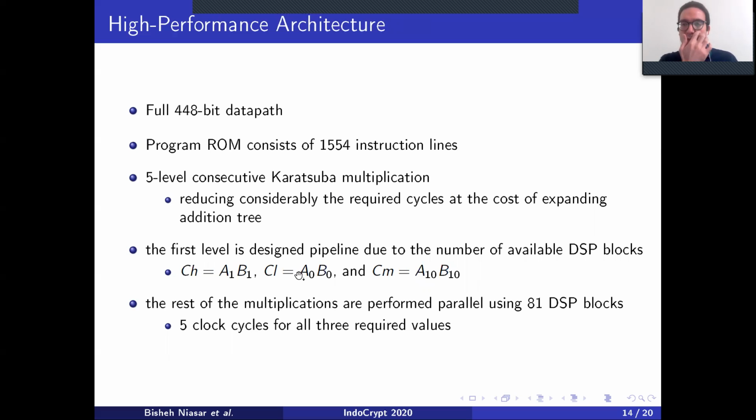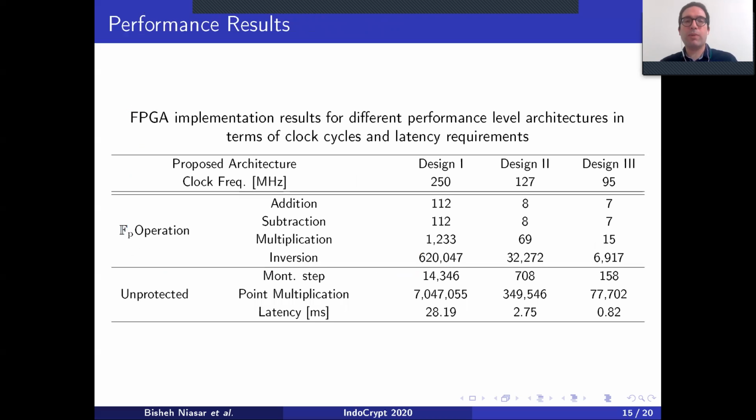Therefore, the rest of the multiplications can be performed in parallel using 81 DSP blocks. Each of these multiplications can be performed in only 5 cycles. Therefore, the total required latency for our high performance architecture is 15 cycles. The performance results for all these 3 schemes can be shown in this table.